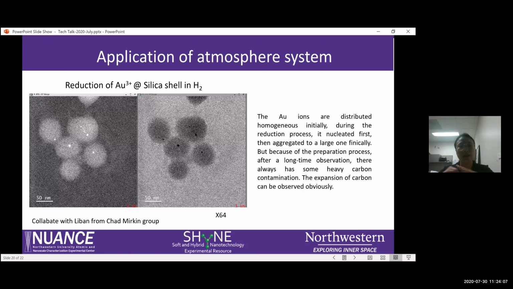This one is a gold reduction in a silica shell. Because the synthesis of the silica shell involves a lot of organic things, you really need to pre-treat the samples before we put them into the holder.